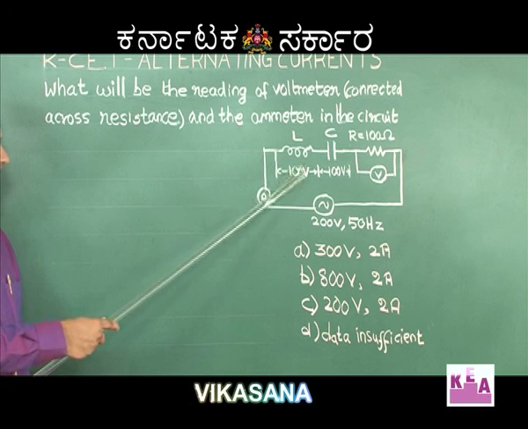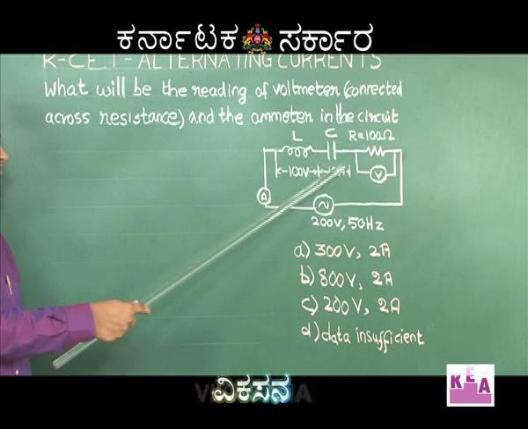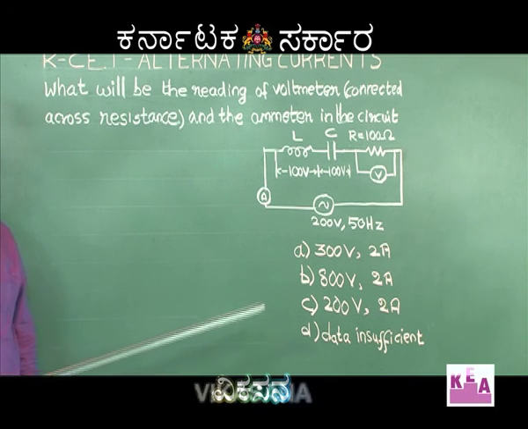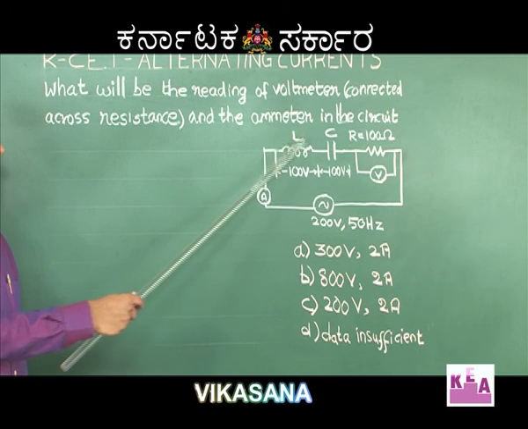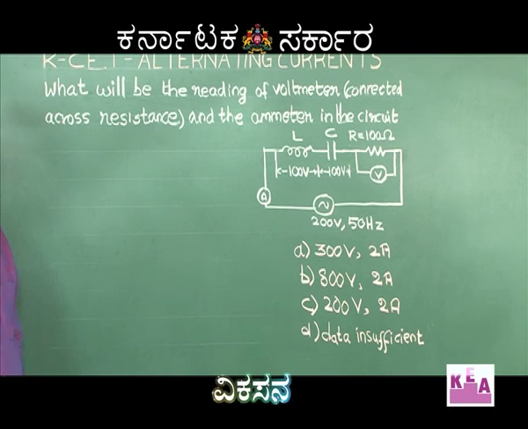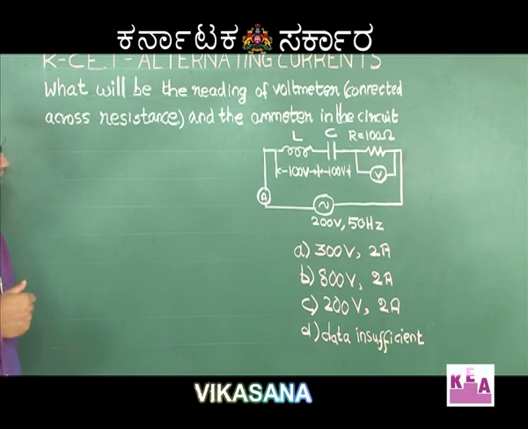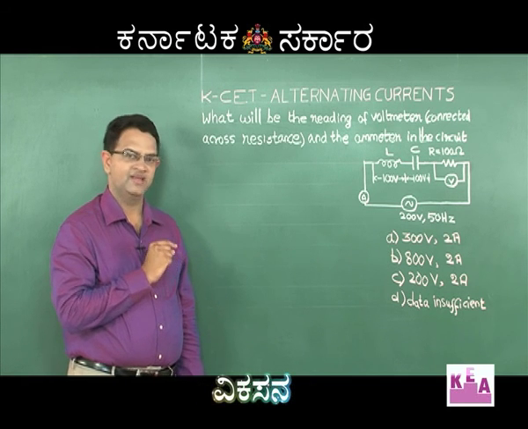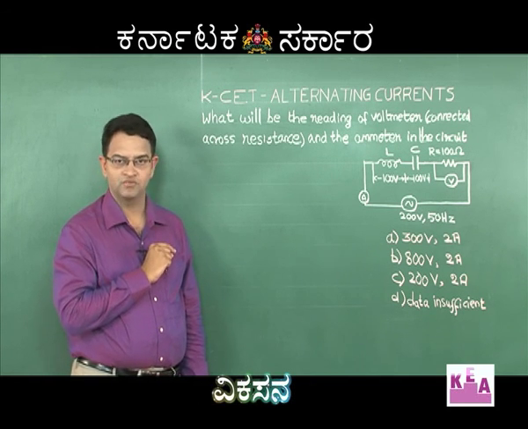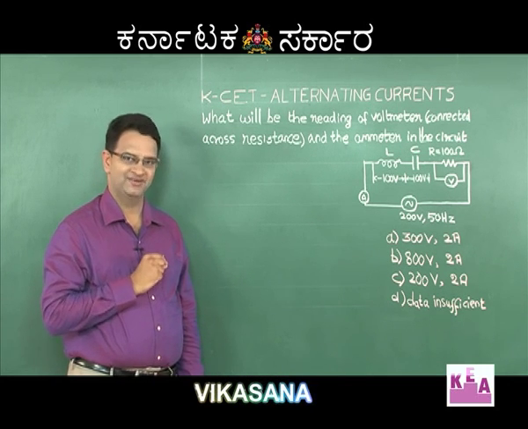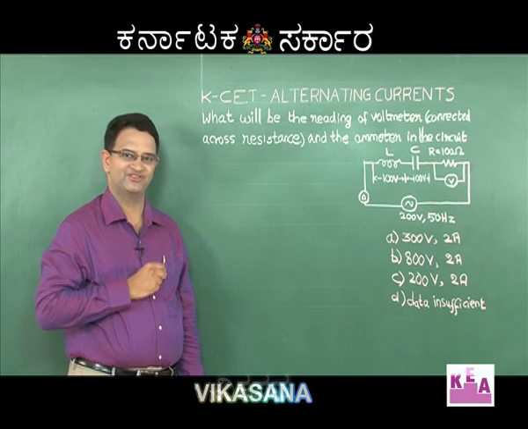The voltage across the inductor is 100 volts and the voltage across the capacitor is 100 volts. That means VL is equal to VC, which means XL will be equal to XC, because we know that the same current flows through the circuit because it is a series LCR circuit. Therefore, because the voltages across the capacitor and the inductor are equal, XL is equal to XC. If XL is equal to XC, then this is the condition under which the circuit is in resonance.